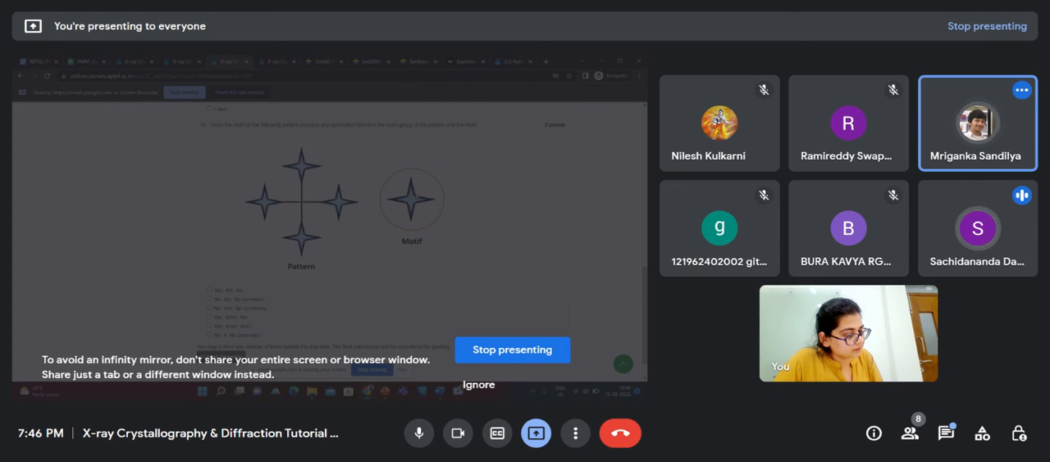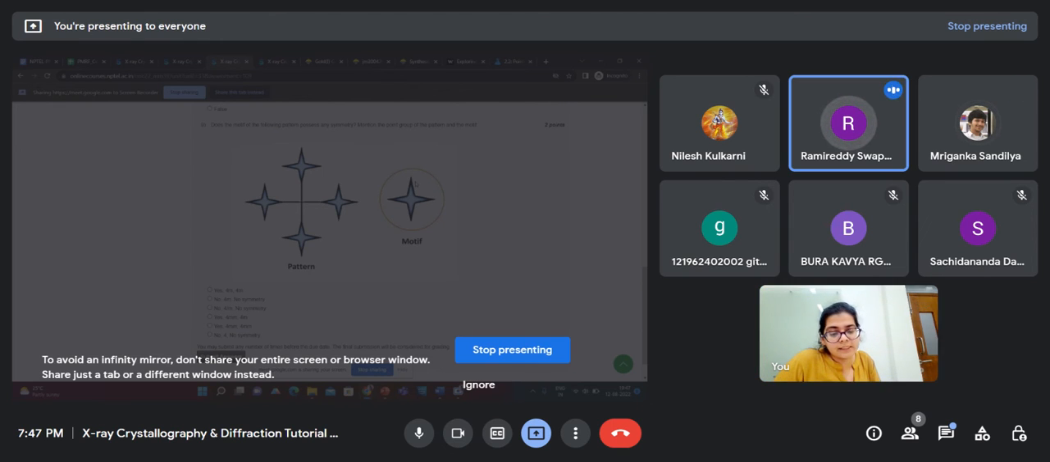Yes. So to get the same image, we have to rotate it by 90 degrees, right? So according to the formula, n is equal to 360 degrees by theta. What is the value of theta here? 90 degrees, right? So if n is equal to 360 degrees by 90 degrees, what will be the value of n? Four. Yeah, so it is sure that a C4 axis is present here.